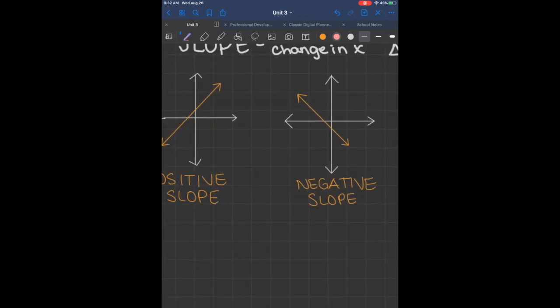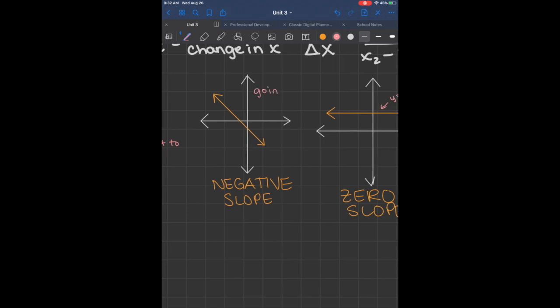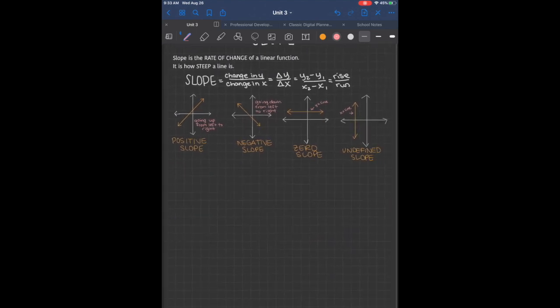So the flat one is a y equals line when you write an equation, and the vertical one is an x equals line when you write an equation. Make sure you read the graphs from left to right. So they're either going up or down from left to right.